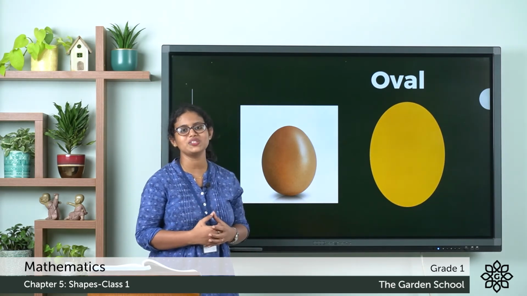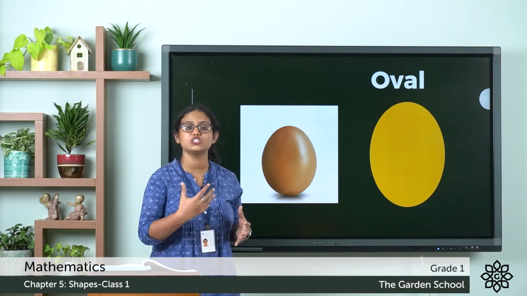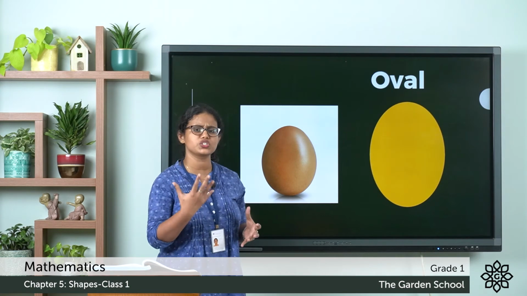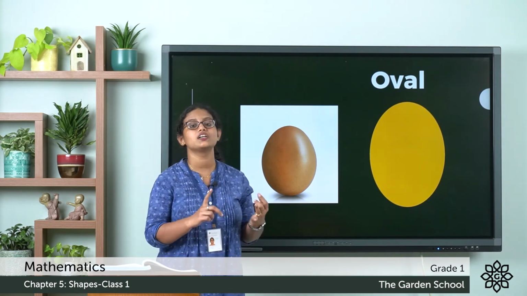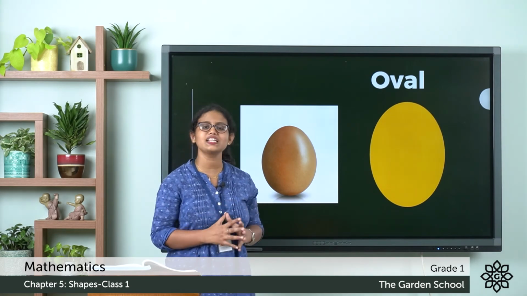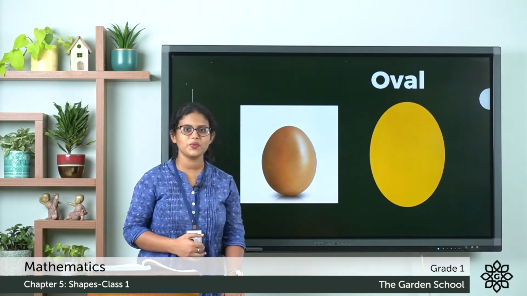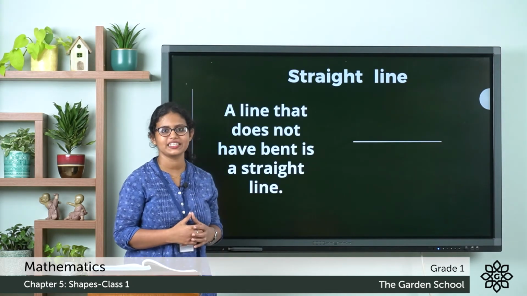So that is about shapes. So in this class, we discussed about different shapes. So which are the shapes that we discussed? We discussed about square, rectangle, triangle, circle and oval. So moving to the next one, that is about straight line.